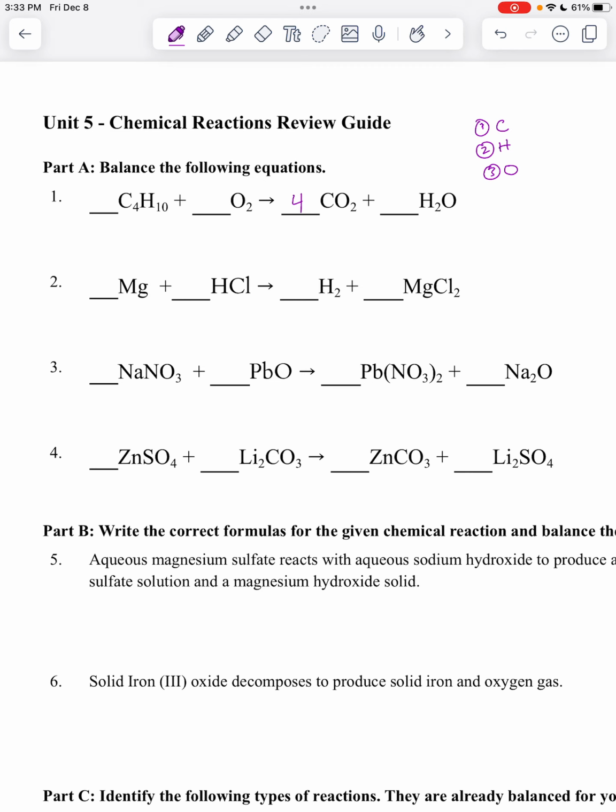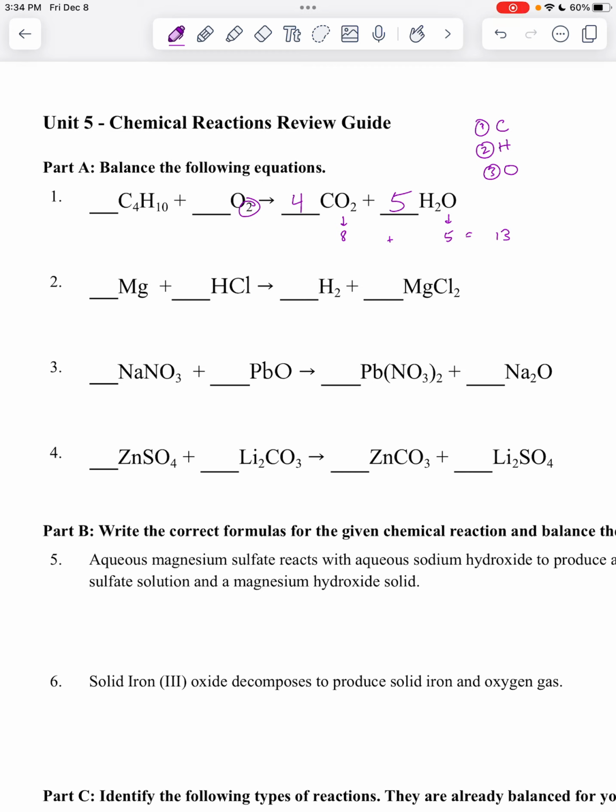So here we got hydrogen. There's 10 hydrogen over here. So I'm going to put a 5 here because 5 times 2 gives me 10 hydrogen on the opposite side. And now we work on the oxygen. Now oxygen here, 4 times 2, I have 8. 5 times 1, I have 5. 8 plus 5 gives me 13 oxygen. So I have 13 oxygen on the right, which means I need 13 on the left. And notice, each of these molecules for oxygen, since it's a diatomic, comes with a 2.